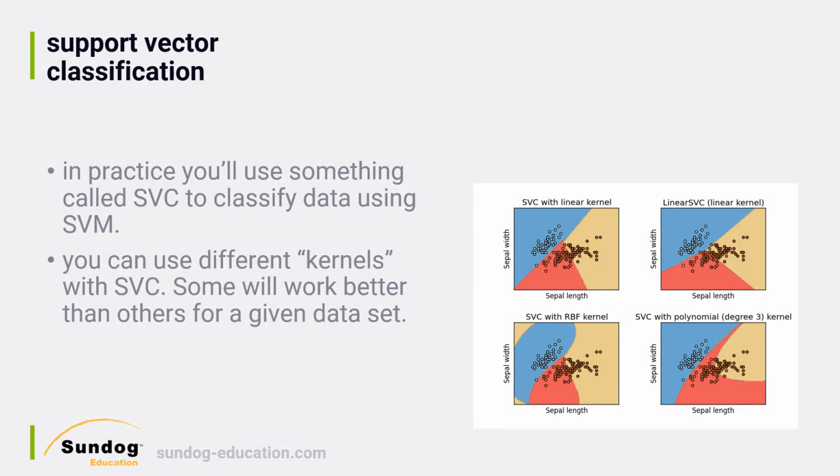Now in practice, we're going to use something called SVC, that's support vector classification, to classify data using the SVM technique, the support vector machine technique. And there are different kernels we can use for our kernel trick with SVC. Some work better than others for a given data set.